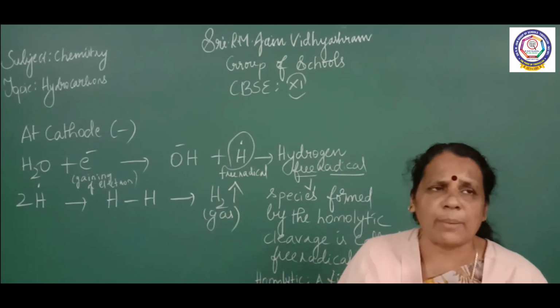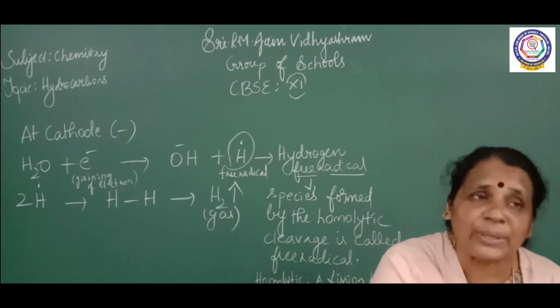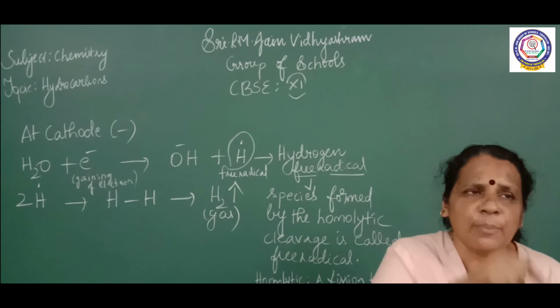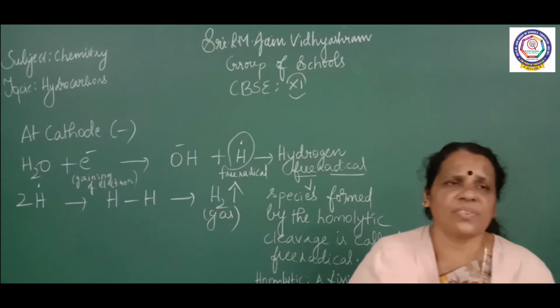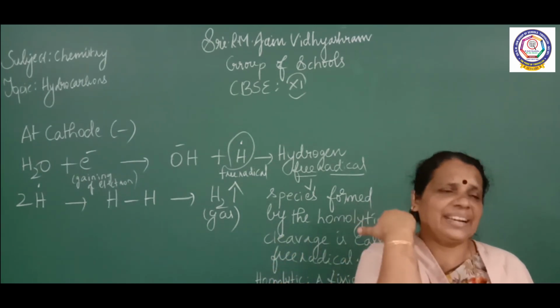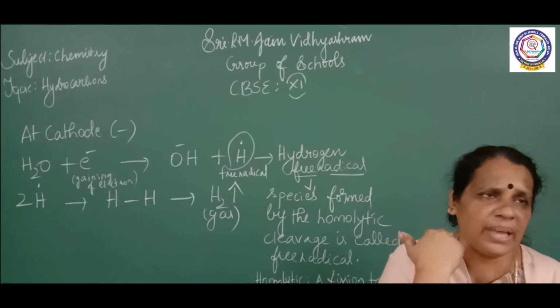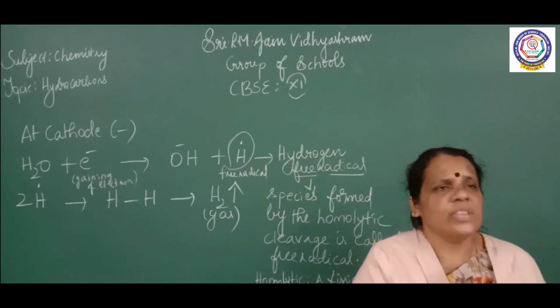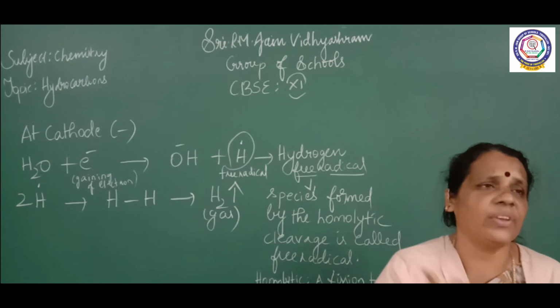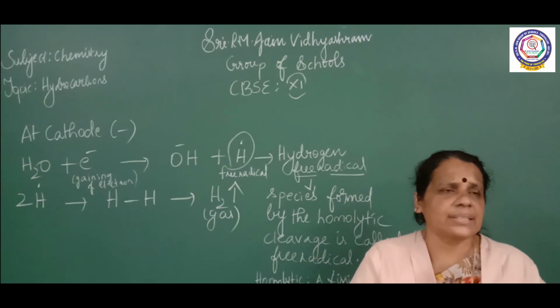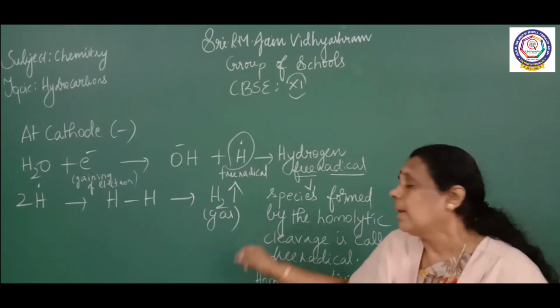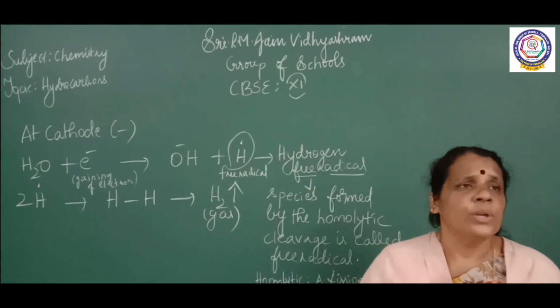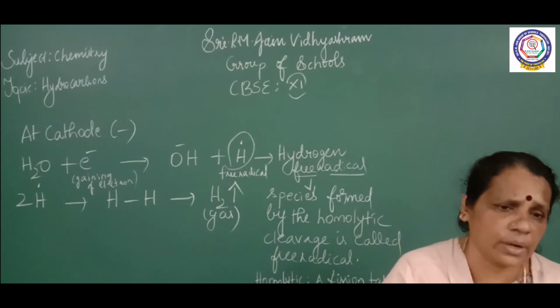What is the reaction taking place at cathode? Cathode is a negative terminal. So what is the charged particle there? Positively charged species, water. It gains electron. OH minus is produced with the liberation of hydrogen free radical. These hydrogen free radicals are joined together, and you will be getting hydrogen gas at the cathode. So this is about the Kolbe's electrolysis process.